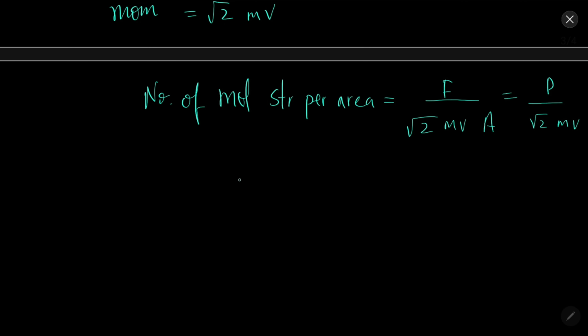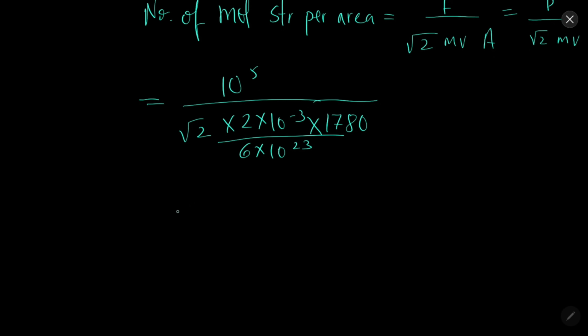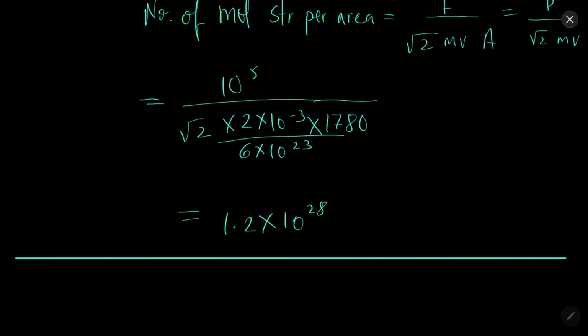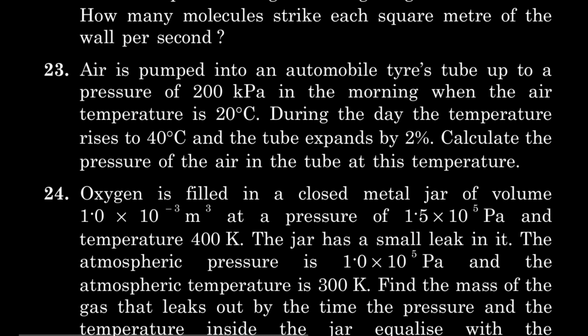So pressure over root 2 mv, 10 to the power 5 root 2 into 2 into 10 to the power minus 3 into 1780 over 6 into 10 to the power 23. So after solving this, we will get number of molecules will be 1.2 into 10 to the power 28. In question 23, we need to calculate the pressure of the air in the tube given.